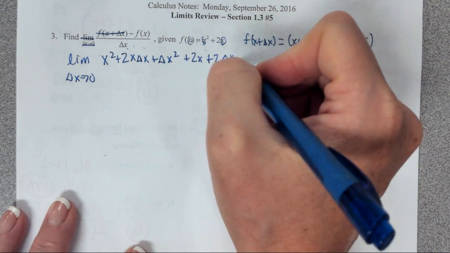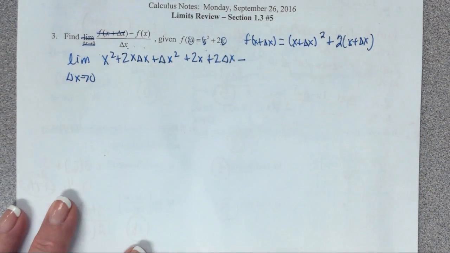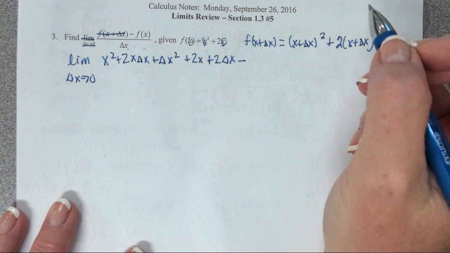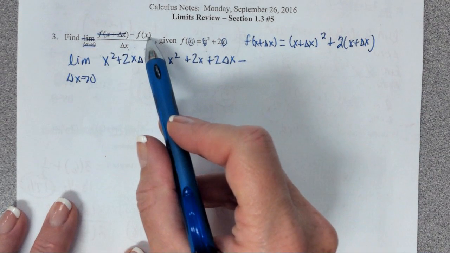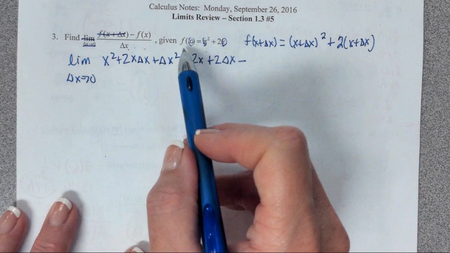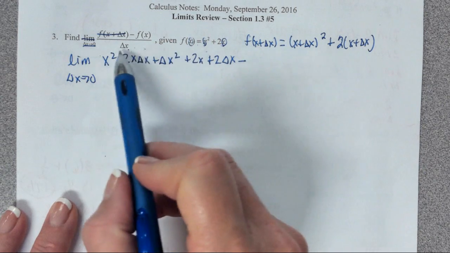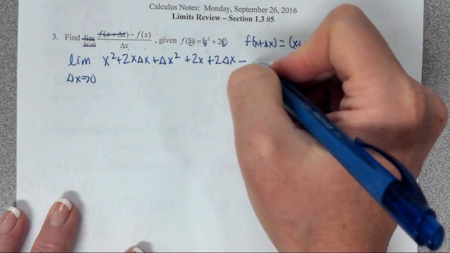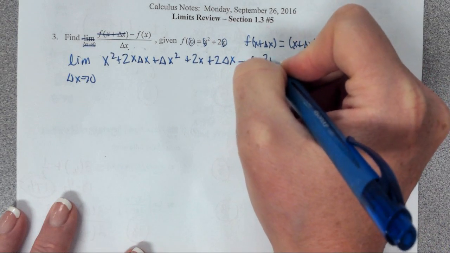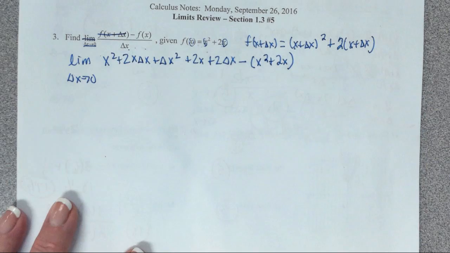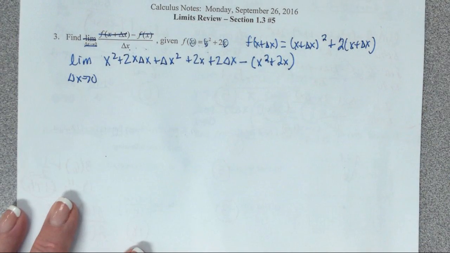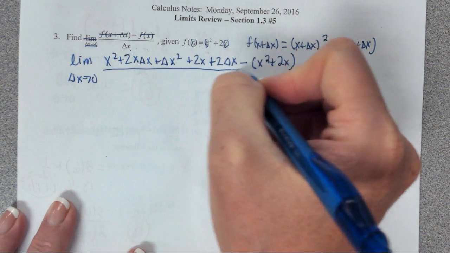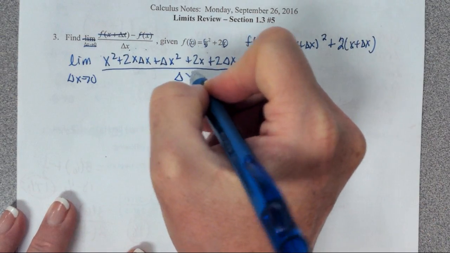Now I have subtraction. And I have to do minus f of x. Brittany, what's f of x? What is f of x? F of x, right. F of x is just what we were given. It's x squared plus 2x. So we've got that now. So we're done with this. So now all I have to do is put what? Over what, everybody? Delta x.